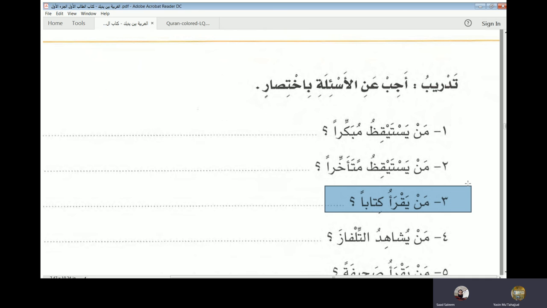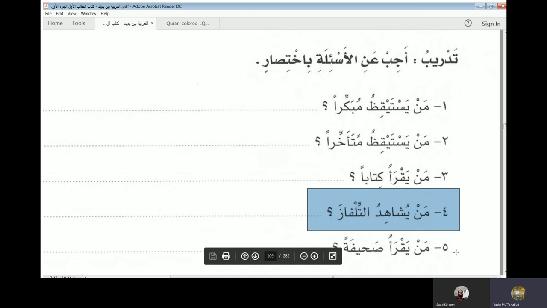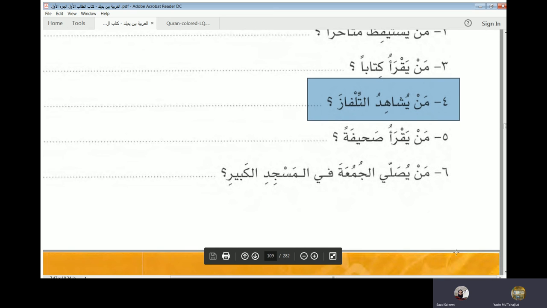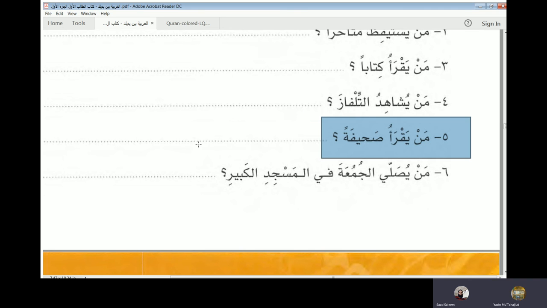Who reads a book? Adil reads a book. Who watches TV? Fasil, yashahidul tilfaz. Okay. Men yakrao sahifatan? Adil yakrao sahifatan. Adil reads a newspaper.